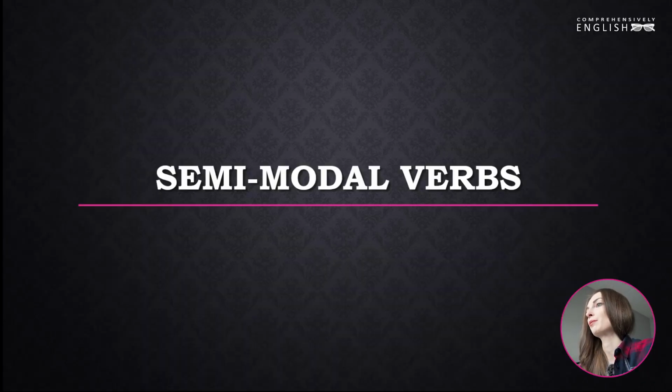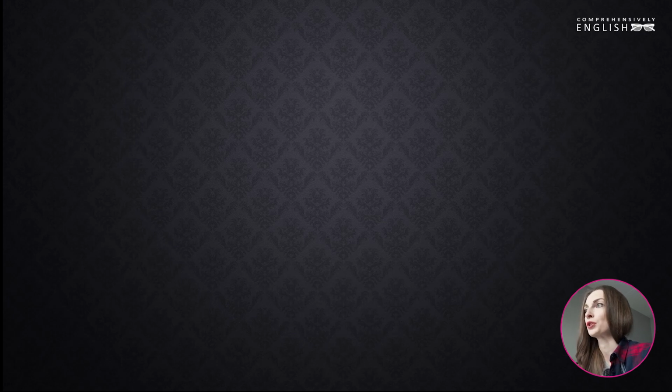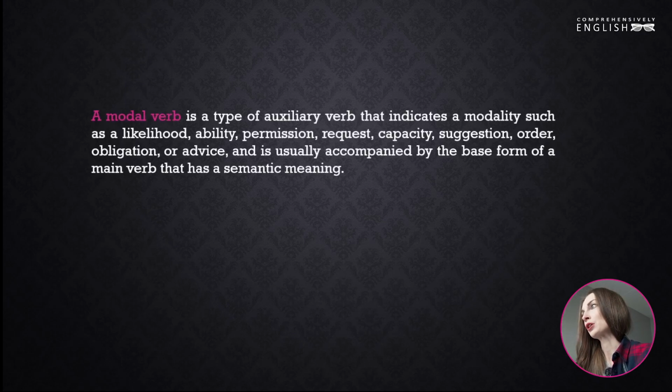Today we are talking about semi-modal verbs. There are 4 semi-modal verbs in the English language. Let's begin by recollecting what a modal verb is. So, a modal verb is a type of auxiliary verb that indicates a modality, such as a likelihood, ability, permission, request, capacity, suggestion, order, obligation, or advice, and is usually accompanied by the base form of a main verb that has a semantic meaning. Now let's see what a semi-modal verb is.